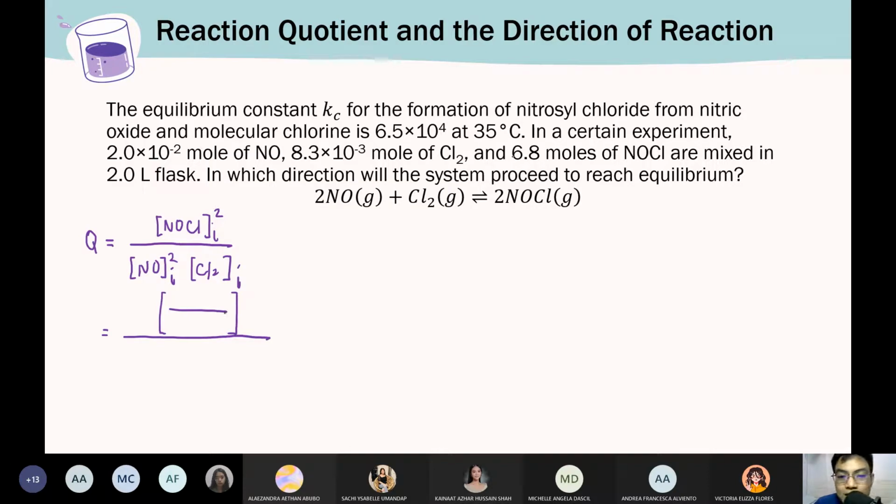NOCl, this is the amount, 6.8, and the volume, 2 liters. Hindi ko na nilalagay yung unit, ha, because you know that K and Q doesn't have any units at all. Don't forget, it's squared. So, i-remind ko rin yung sarili ko na squared yan. And then for the NO, ganun din. 2 times 10 to the negative 2, then 2 liters. Naka-square? Okay, naka-square.